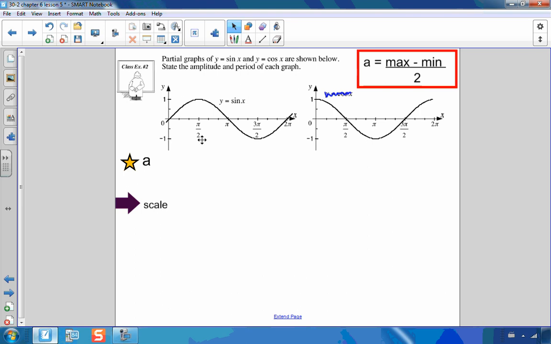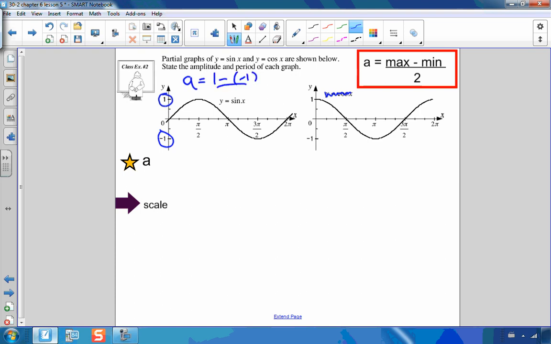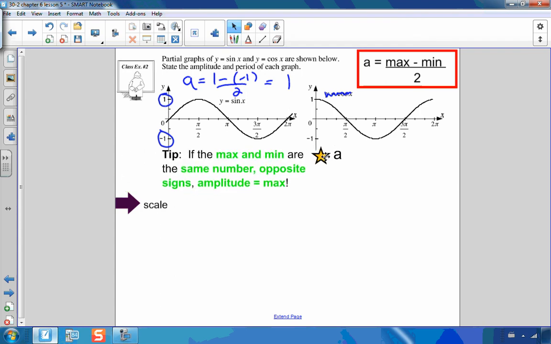So again, amplitude is max minus min divided by 2. So I'll go in here and I'll identify my maximum of 1, my minimum of -1. So amplitude is max minus min divided by 2. So that's 2 over 2, which is 1. Okay, here's a little hint for you with amplitude. If the max and the min are the same number, just opposite signs, then the amplitude is the max. So see how it was 1 and -1? Amplitude is just the max.